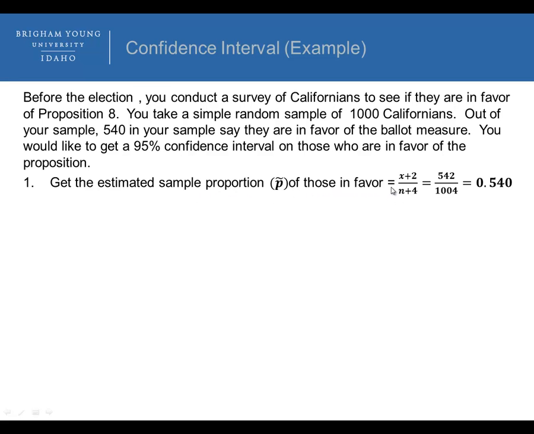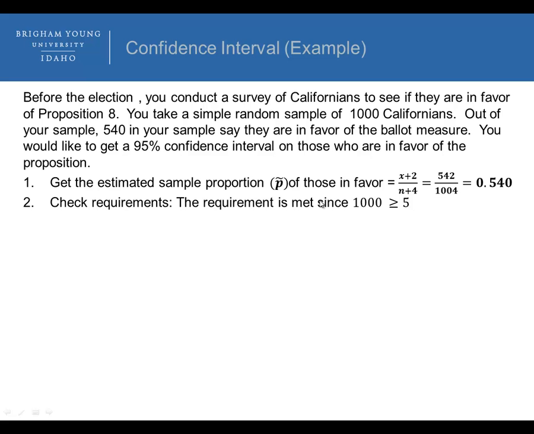Okay? So basically what we do is we get p tilde, we take x plus 2 divided by n plus 4. X in this case is the 540 in our sample who say they're in favor of Proposition 8. So we add 2 to that, so we get 542 divided by our sample size, which is 1,000 plus 4, so we get 1,004. So when we take 542 divided by 1,004, we get 0.540.